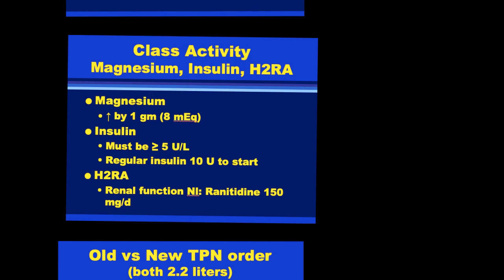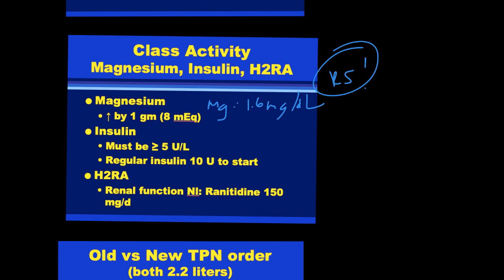Magnesium, you want to give them 8 milliequivalents. His magnesium level is 1.6 milligrams per deciliter. He's actually not very hypomagnesiemic, but remember he's undergoing refeeding syndrome. So you have to give him more than you actually think you should give.